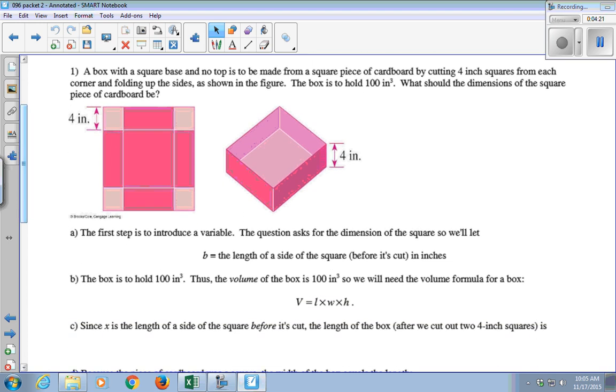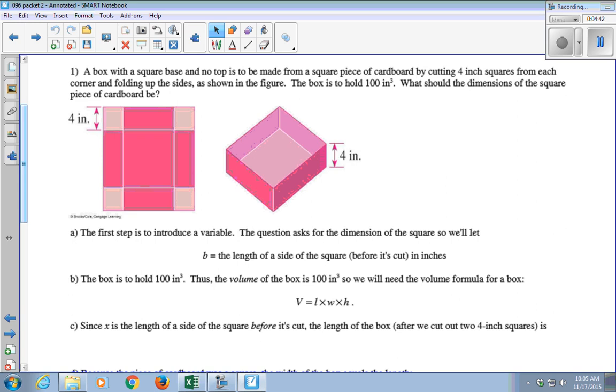All right, so we have a box with a square base and no top. Look at the picture on the right. The base is a square, and there's no top on the box. We're going to create this from a square piece of cardboard by cutting squares out of the corners and folding up the edges.